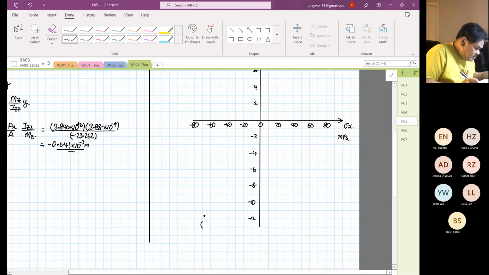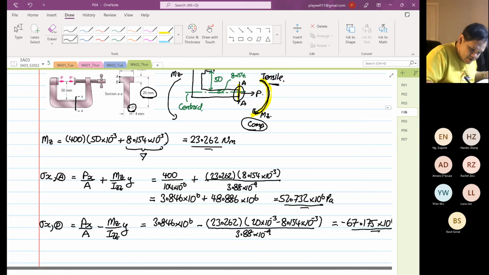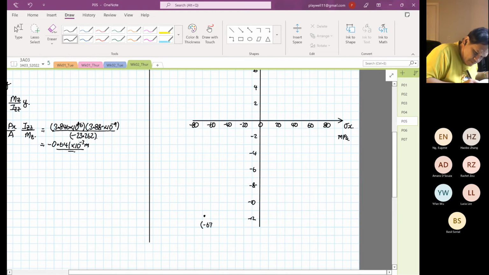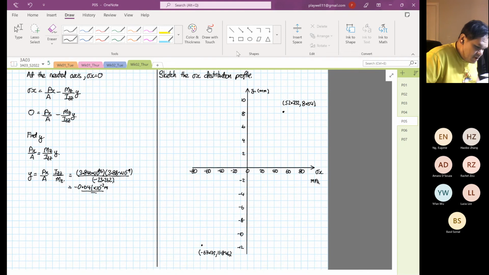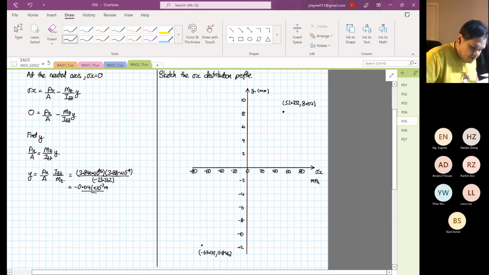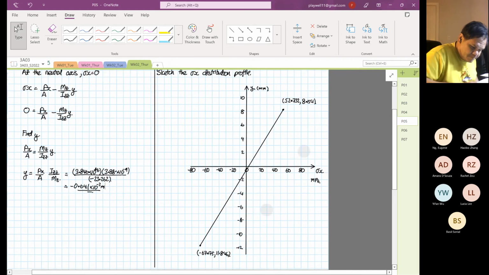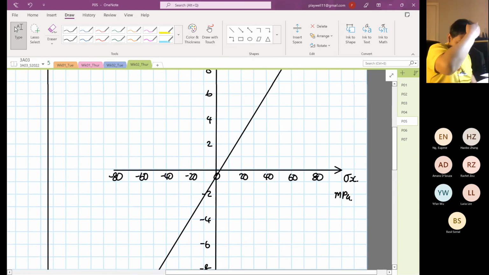So we know that this is 67.175 and 11.846. Okay, so we just draw a straight line. And this straight line, the neutral axis should be below the zero line. Okay, and as I say, this is eyeballing. And it's true, it did not pass through zero, or it did not go to the center.